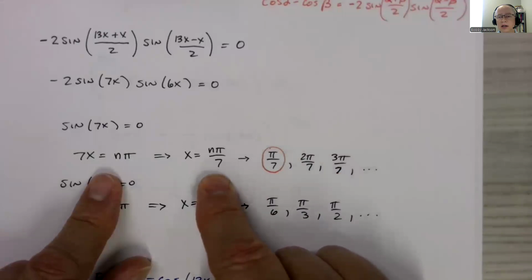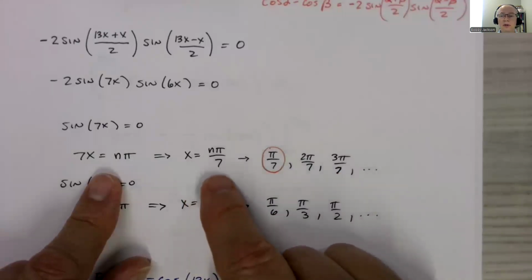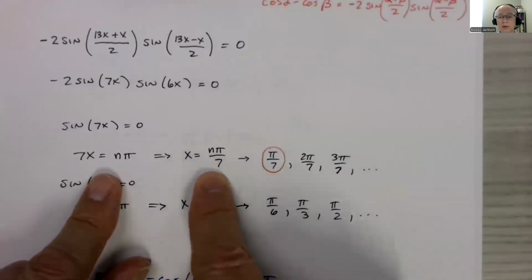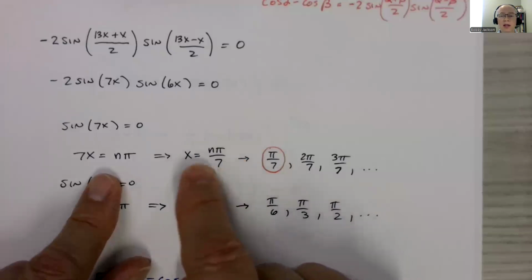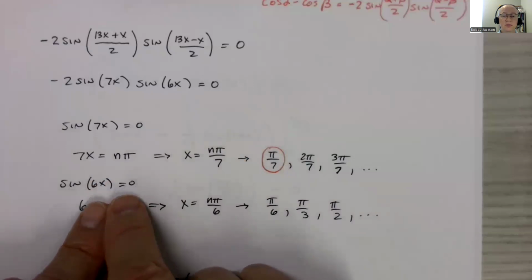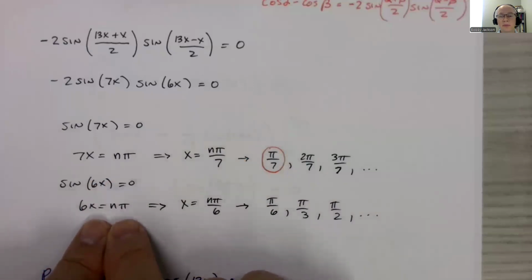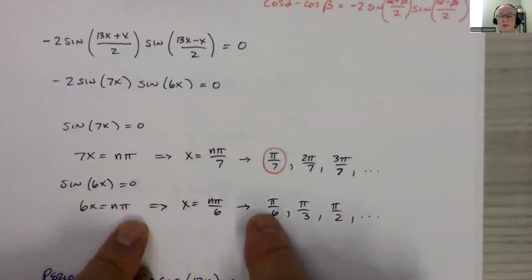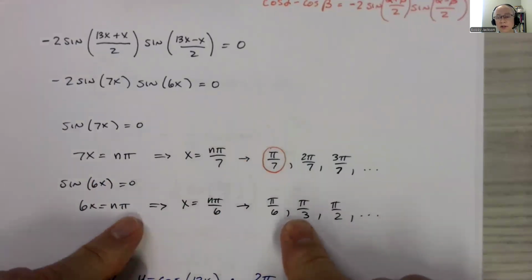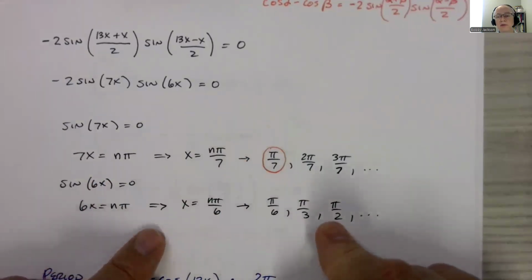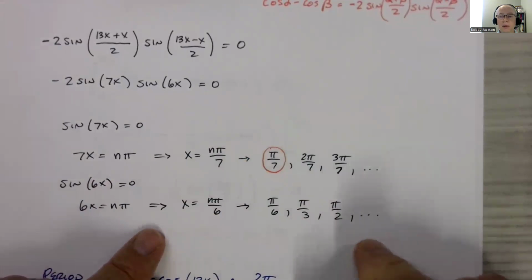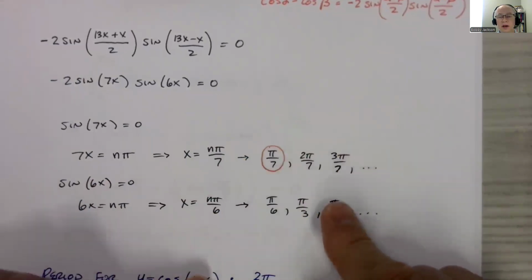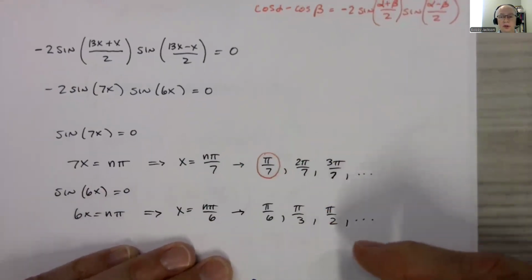I'm just looking at the positive ones. We could also look at negative. Of course, if I plug in n equals 0, x equals 0 would be a solution as well. And then also sine of 6x could be 0, which means that x is n pi over 6. So n would give pi over 6, 2 pi over 6 or pi over 3, 3 pi over 6 or pi over 2, and so on. These are all the positive values, by the way. So x equals 0 is also a value.